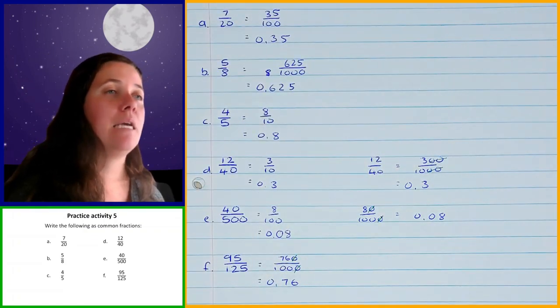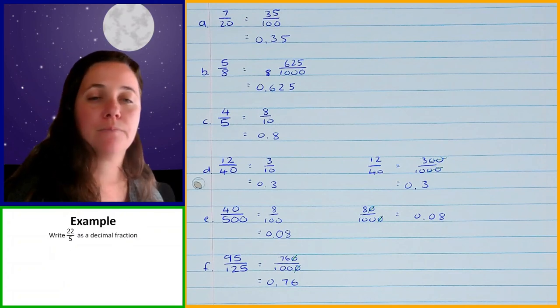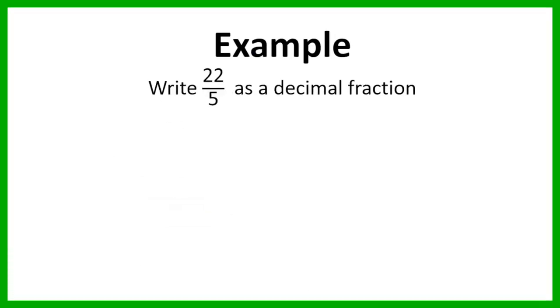Now let's have a look at another example. Now this one over here is a little bit different because we have now got an improper fraction. Okay, so for this example, we need to first convert the 22 over 5 to something over 10. And we can also change it to a mixed number at the same time if we want to. We don't have to, okay? So there are two methods for this one as well. We can convert to a mixed number, we don't have to, right? So I'm going to show you both ways.